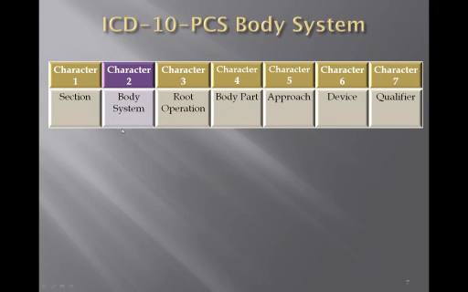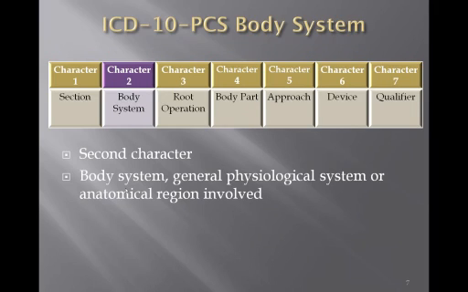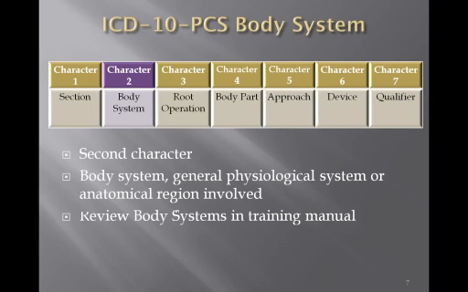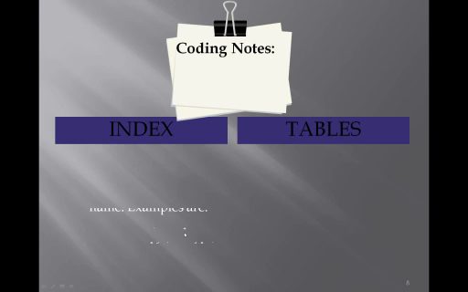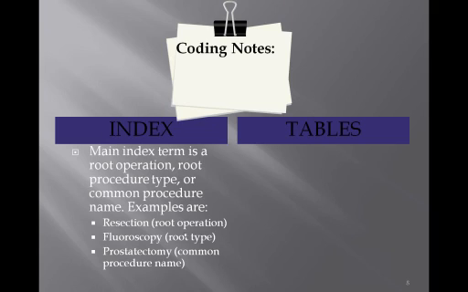Okay. Looking at the body system here, it's the second character. A body system can either be a system or an anatomical region. You can review those different body systems in the training manual. And learning how to use the index, the main term is always a root operation.